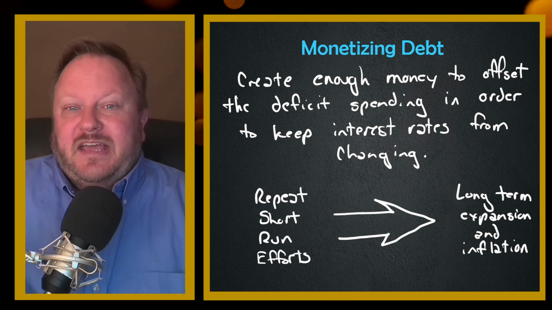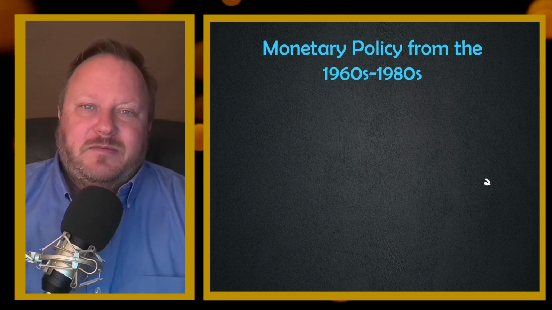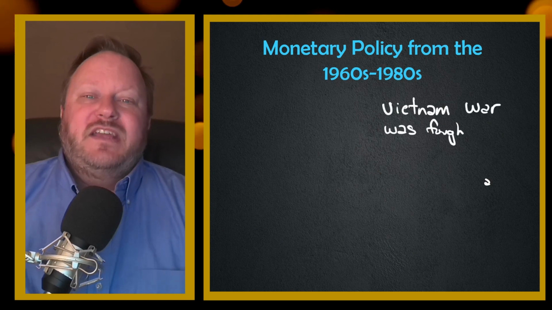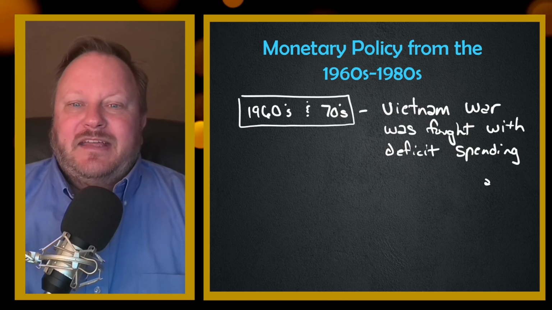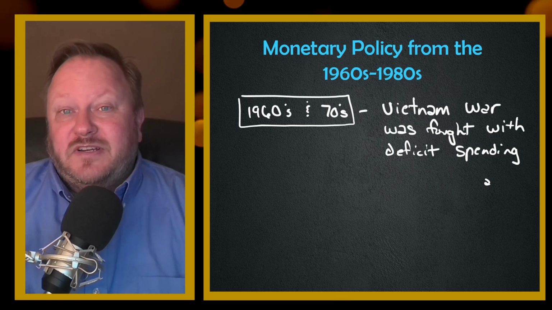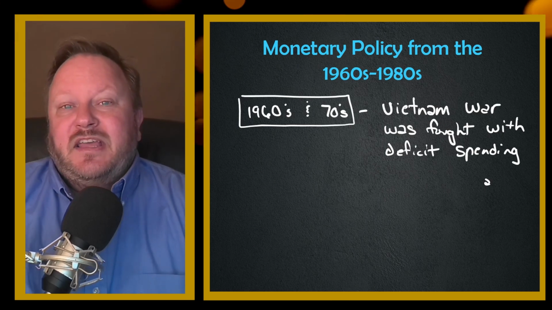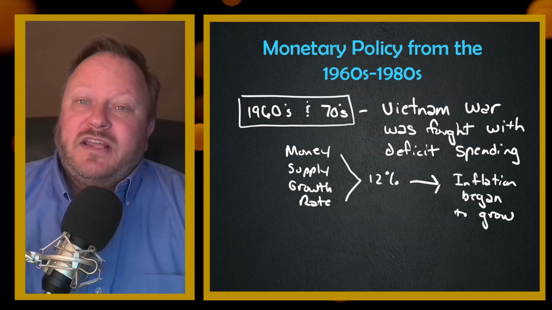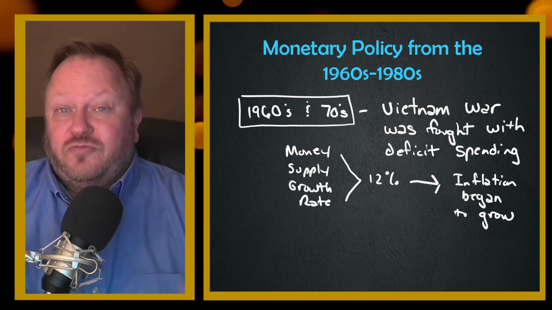So let's take a look at what was happening from the 1960s through the 1980s when it came to monetary policy. As I mentioned, in the 1960s and 70s, we were fighting in the Vietnam War, a very expensive, long, drawn-out conflict that the United States is involved in. In order to offset this, they monetized the debt, and they began to increase the money supply. From the late 1960s through the 1970s, you were seeing money supply growth of about 12% annually. No big surprise then that when we get into the 1970s, we begin to see inflation rates rise.